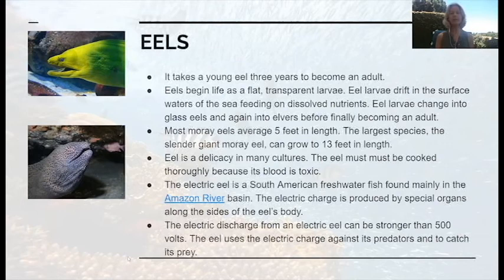The electric eel is a South American freshwater fish found mainly in the Amazon River basin. The electric charge is produced by special organs along the sides of the eel's body. We're going to look at how that works. The electric discharge from an electric eel can be stronger than 500 volts. The eel uses the electric charge against its predators and to catch its prey. Lucas, that might help answer part of your question.